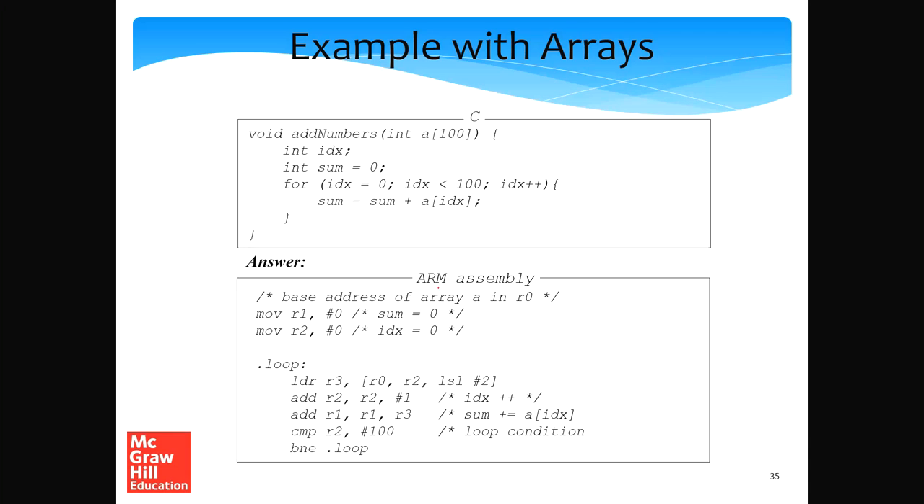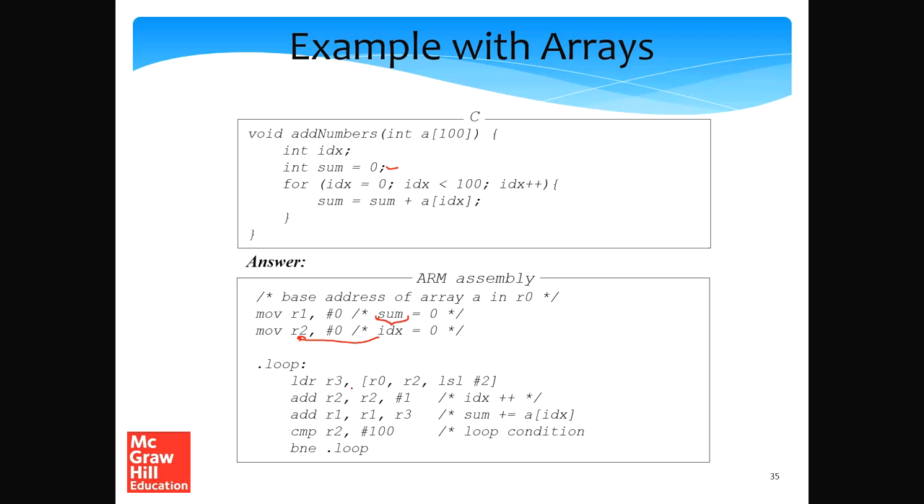In ARM assembly, the first task is to map the variables to addresses. In this case, sum is equal to 0, which means that the sum variable is mapped to register R1, and register R1 is set to 0. This is also the starting point in the C program, and we set our index equal to 0 and we map index to register R2.